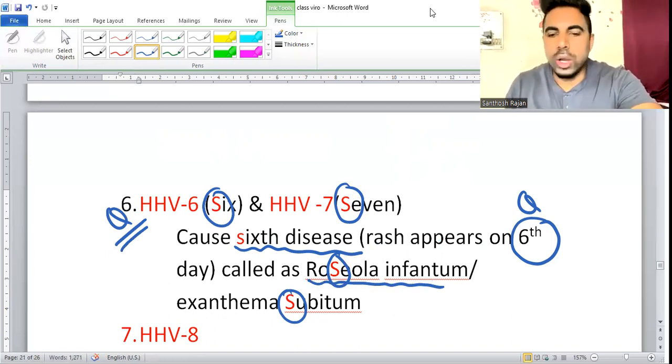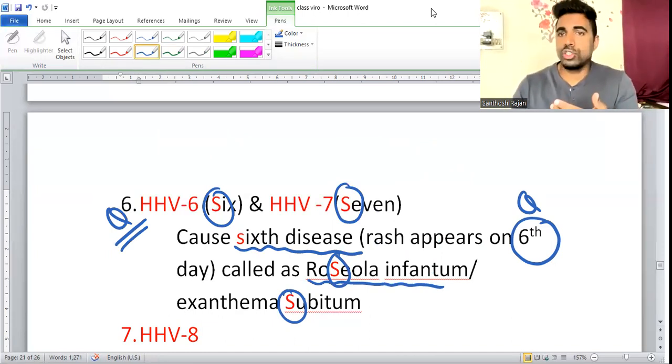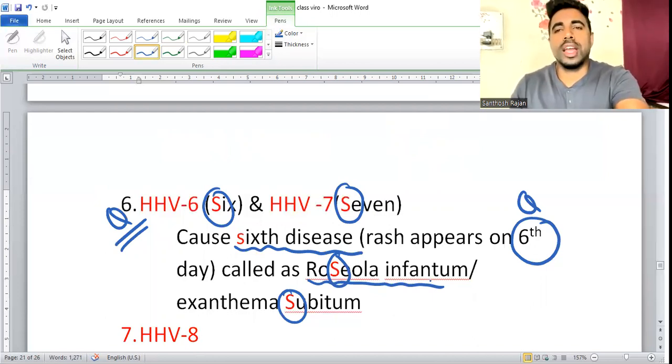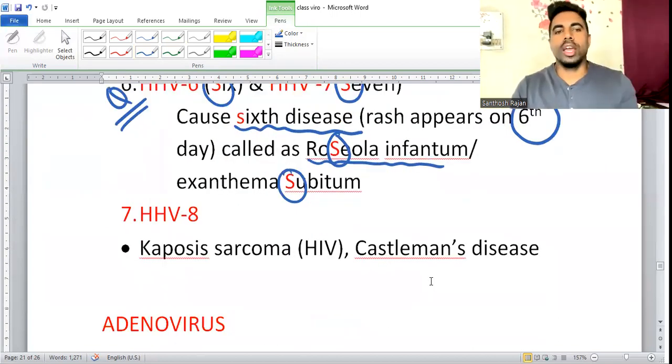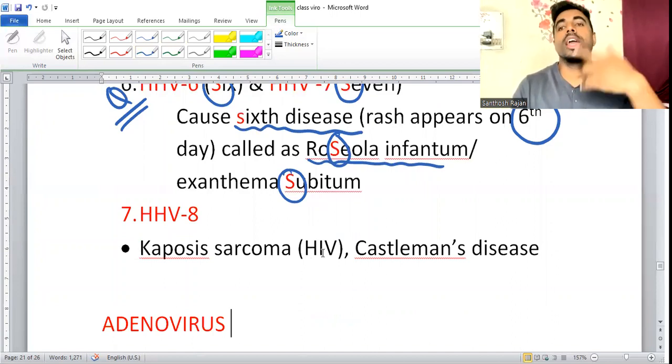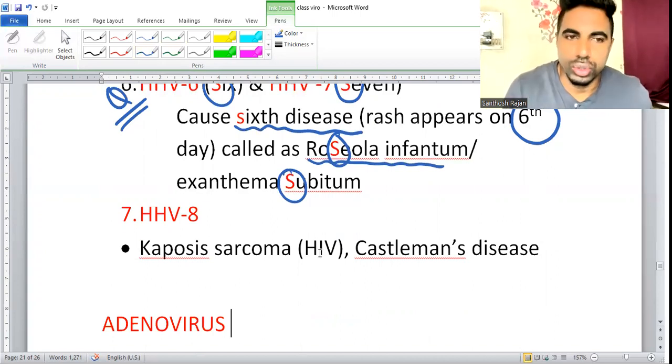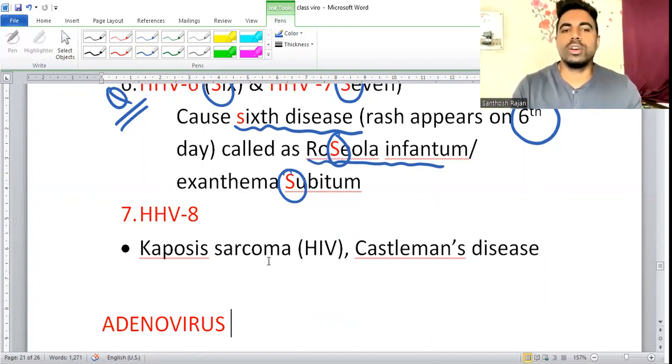Now, HHV-8, we already know. Which was the cancer common in HIV patients? Kaposi sarcoma. HHV-8 can also cause one more disease called Castleman disease, but right now you have to remember Kaposi sarcoma. It is a vascular tumor. There will be pictures in the HIV class, and I'm going to bring a picture and show you. Right now, just remember HHV-8 causes Kaposi sarcoma in HIV patients. Frequently asked question. Let's go to adenovirus.